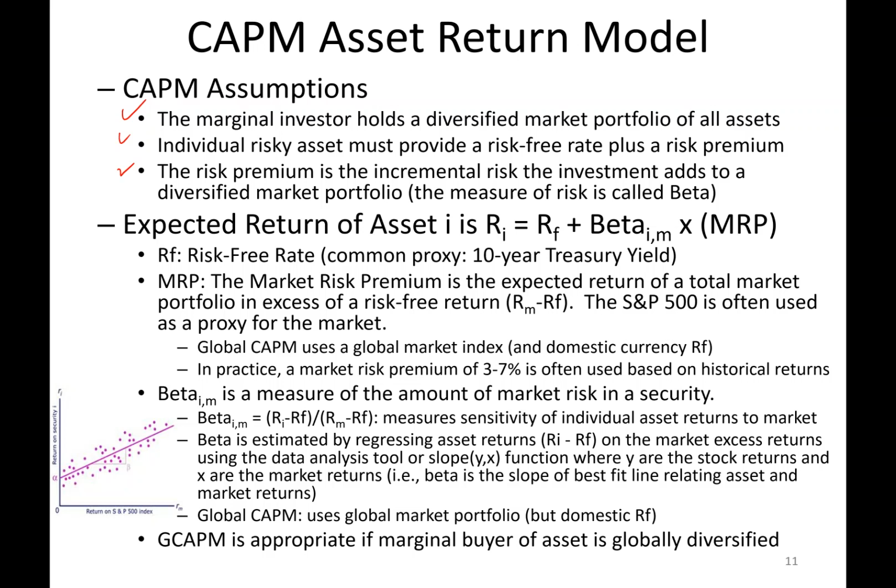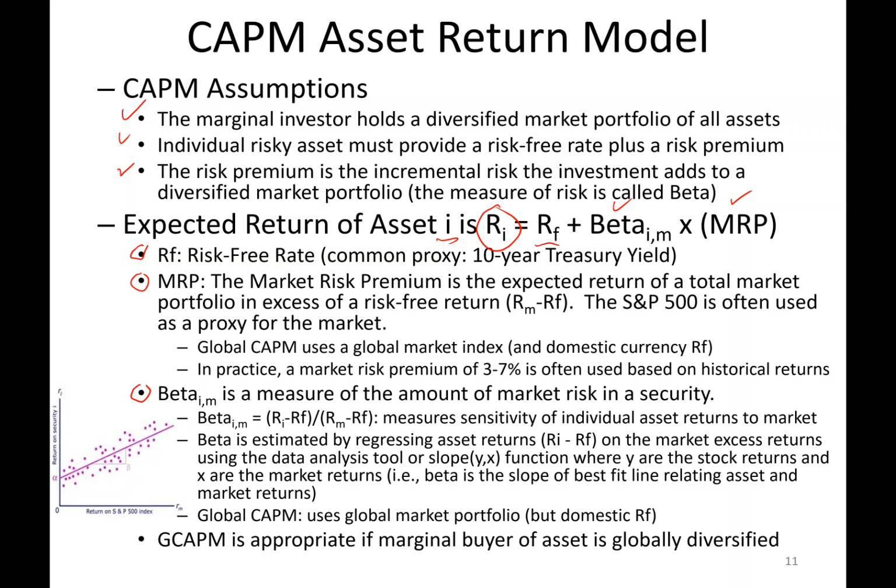The formula for CAPM is the expected return of any asset i, we'll call that R_i, is equal to the risk-free rate plus that measure of risk, beta, times the market risk premium. The risk-free rate is commonly a 10-year treasury or long-term risk-free rate of return. The market risk premium should be the expected return of the stock market in excess of your risk-free rate. Often, the S&P 500 is used as a proxy for the market portfolio. In practice, we use market risk premiums of about 3 to 7% based on historical returns, based on the period you choose.